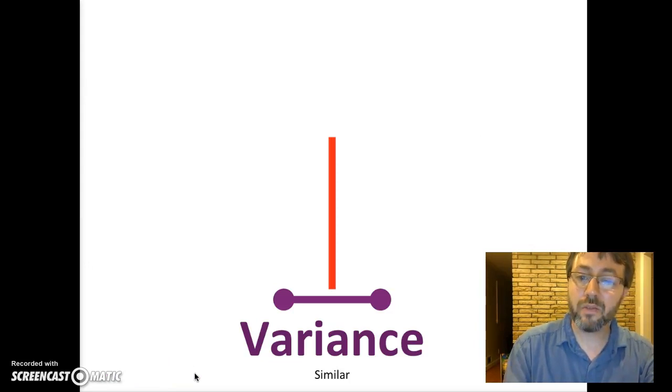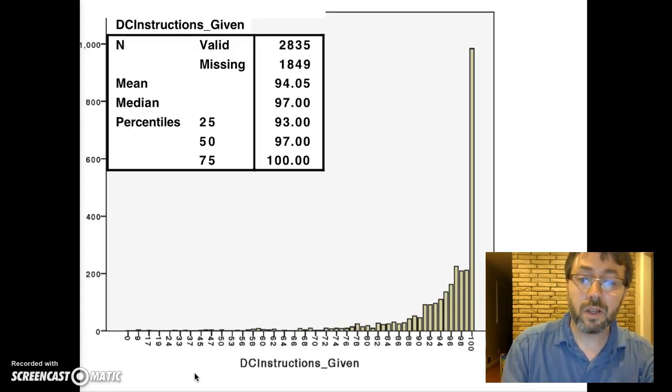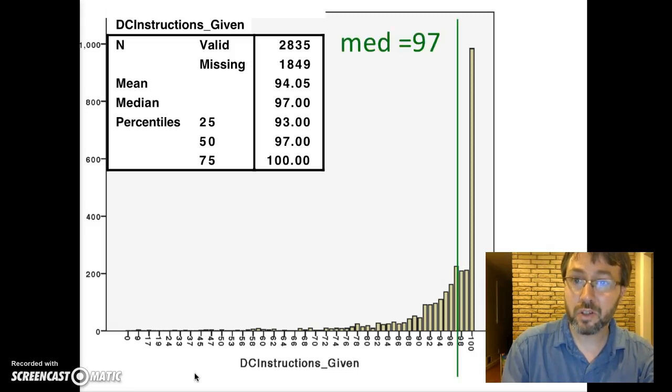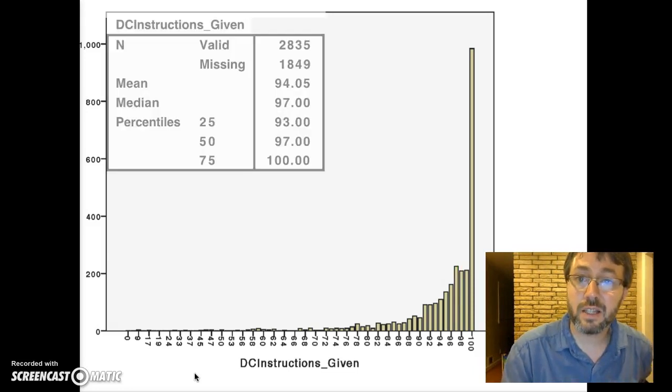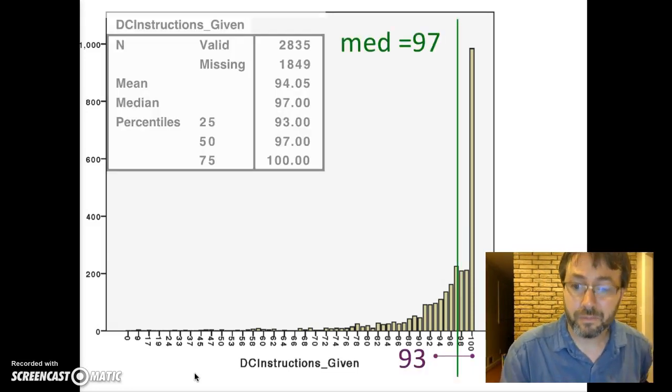Now, when there's a very small variance around the measure of central tendency, it means that the values within that variable are very similar. So let's look at the proportion of hospitals who give discharge instructions. We know that the median number of hospitals giving discharge instructions is 97. And the 25th percentile is 93. So I've plotted that here with a purple dot. And the 75th percentile is 100.